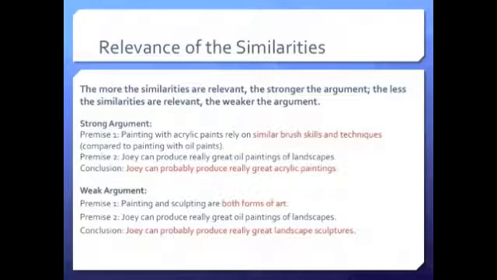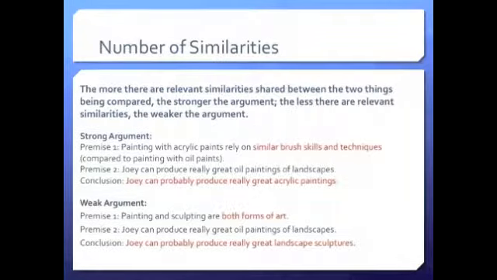So here, the relevance of the similarities is really not an issue. Both of the similarities are relevant to the conclusion being drawn. So, it's not because the similarities are irrelevant that one argument is strong and the other argument is weak. However, in other cases you may have weak arguments because the similarities that are being drawn are not relevant at all. Another thing that you need to consider is the number of similarities that are being drawn.